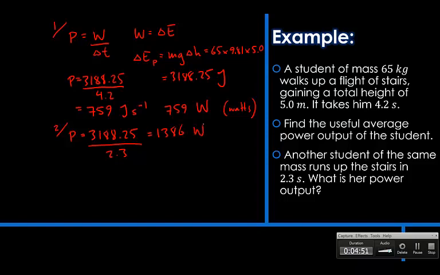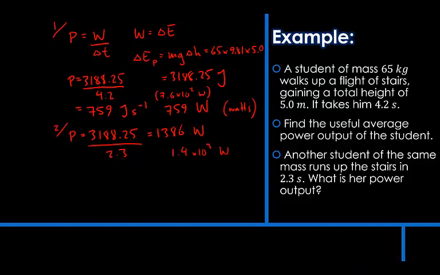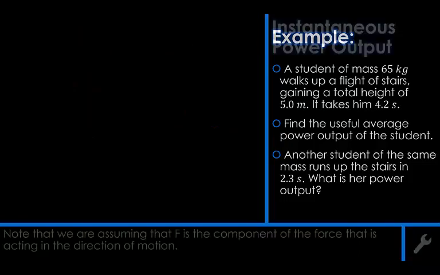Everything should really be to two significant figures. So this should be 7.6 times 10 to the 2 watts, and this is 1.4 times 10 to the 3 watts. Okay, so that's how we can apply this power equation.